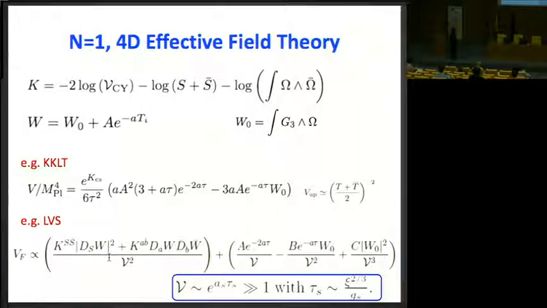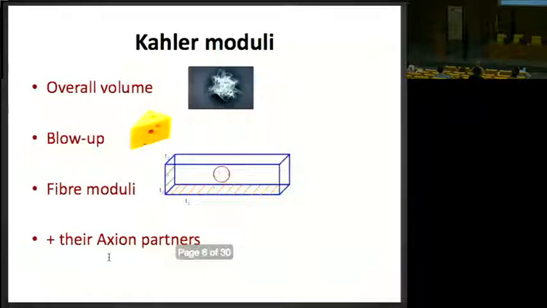The 1 over volume squared tells you that this is in scales of the order of the string scale to the 4, because 1 over volume squared times M_Planck to the 4 is the string scale to the 4. And this one scales like 1 over volume cubed, so this is parametrically smaller than that. And that's the minimum. So that's what people have been doing over the years.